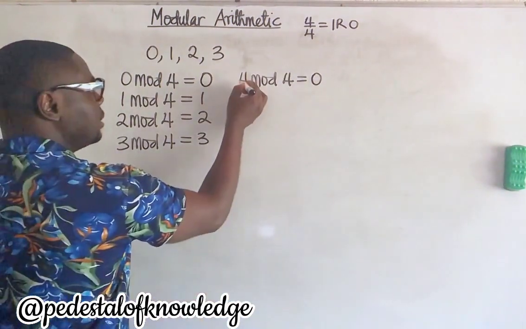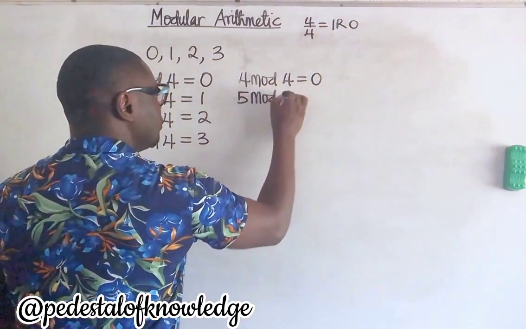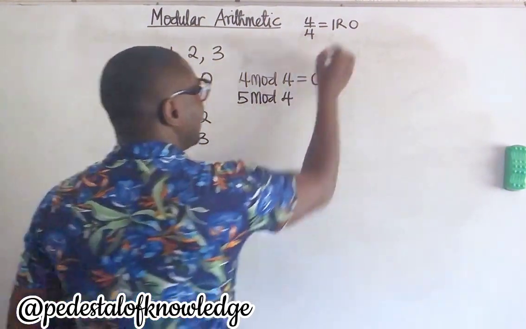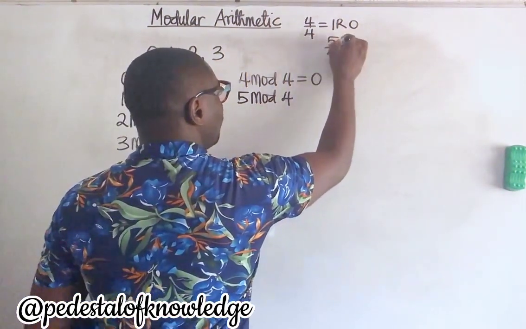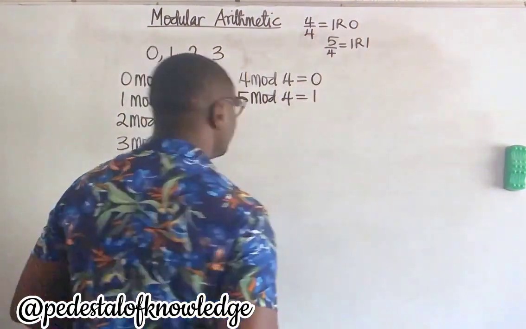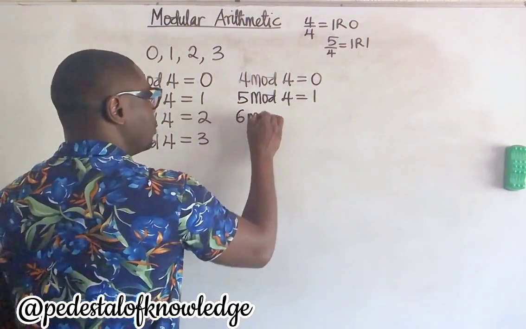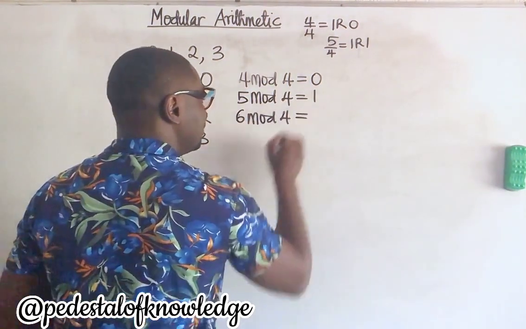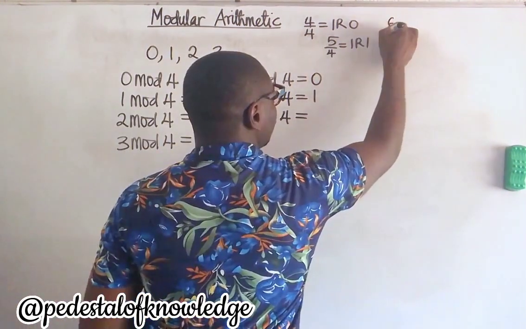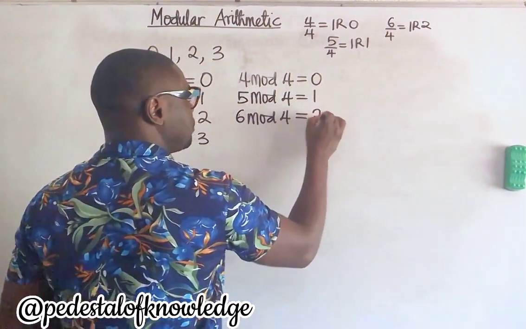Now, the next whole number after 4 is 5. So we have 5 mod 4. Because this 5 is greater than 4, we're going to divide 5 by 4 and put down the remainder. 5 divided by 4 will give us 1 remainder 1. So you put down the remainder 1. Now, the next whole number after 5 is 6. So you have 6 mod 4, we now divide 6 by 4. 6 divided by 4 will give us 1 remainder 2. So we put down the remainder 2.